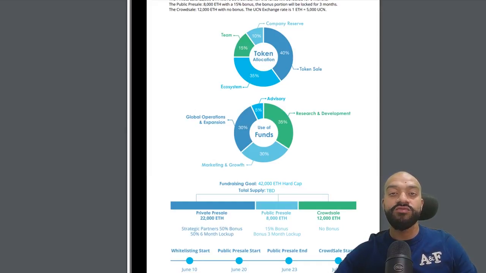Now, the token itself represents 40% of the supply, with whitelisting starting on 10th of June, followed by public pre-sale on the 20th of June, running for 3 days and ending with a crowd sale on the 10th of July.